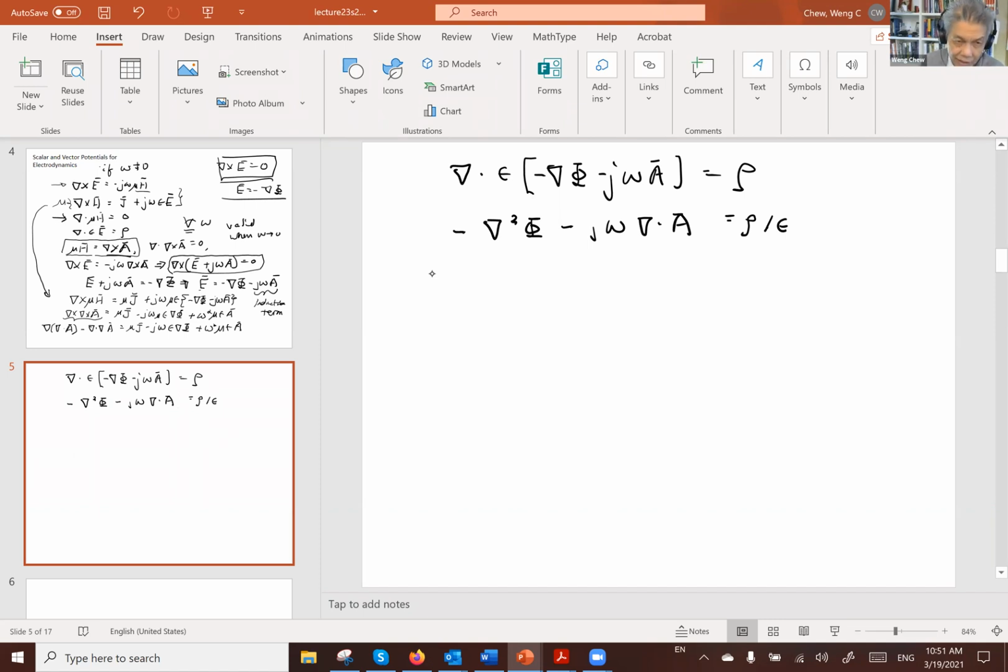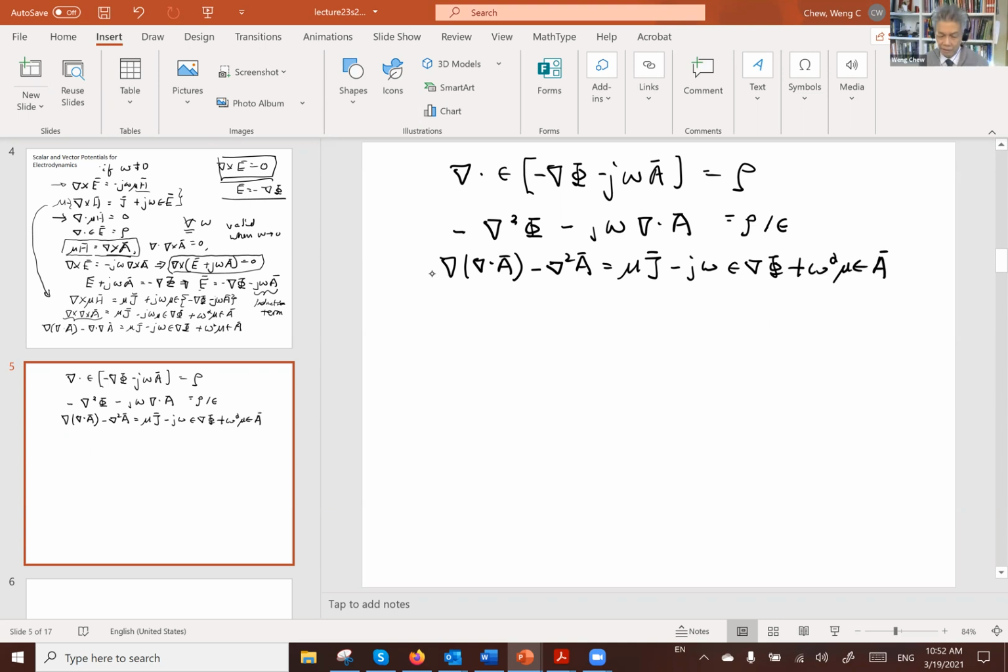If you look at the last equation from the previous slide, it says that we have the gradient of the divergence of A on the left-hand side minus the Laplacian of A on the left-hand side, equal to mu J on the right-hand side minus j omega mu epsilon gradient of phi plus omega squared mu epsilon A.